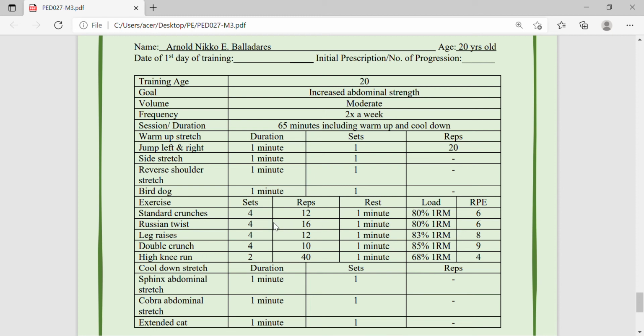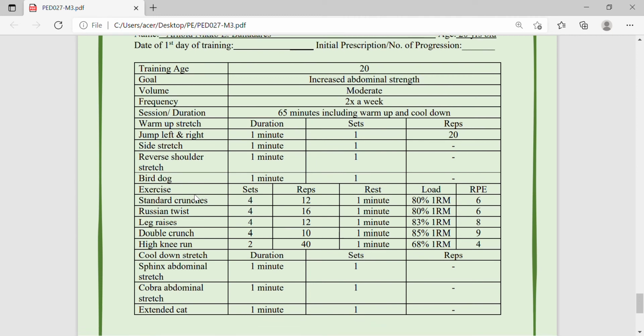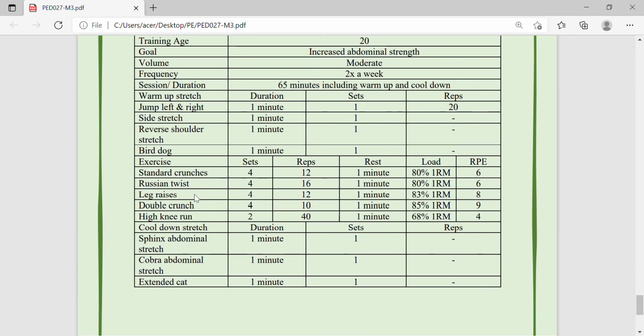So let's discuss the exercises I've prescribed to my client. For his first exercise, the standard crunches, the popular exercise to get six-pack abs. This exercise helps build muscle in the abdomen and also strengthens the core. He'll do 12 repetitions, 4 sets, with a minute rest, and the load of this exercise would be 80%, and the work rate is 6.